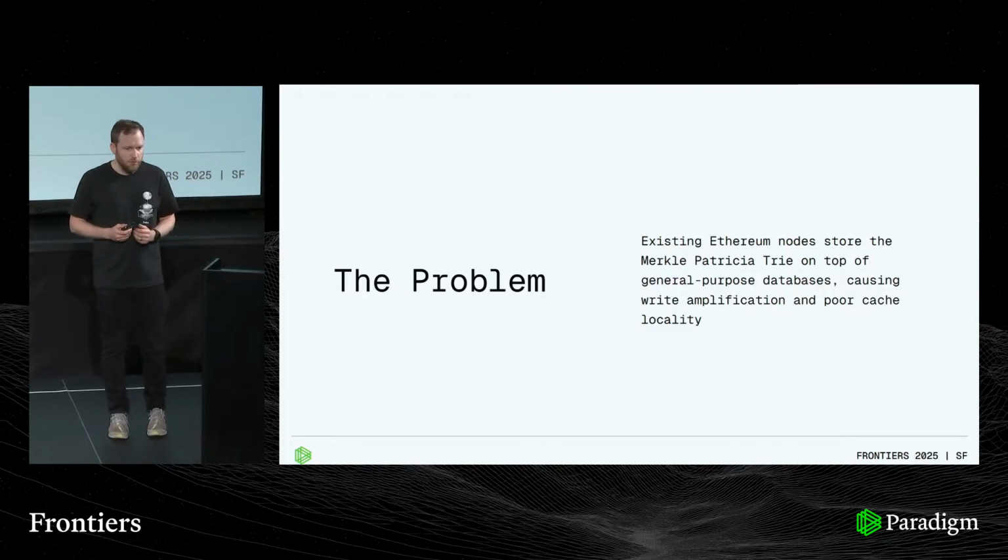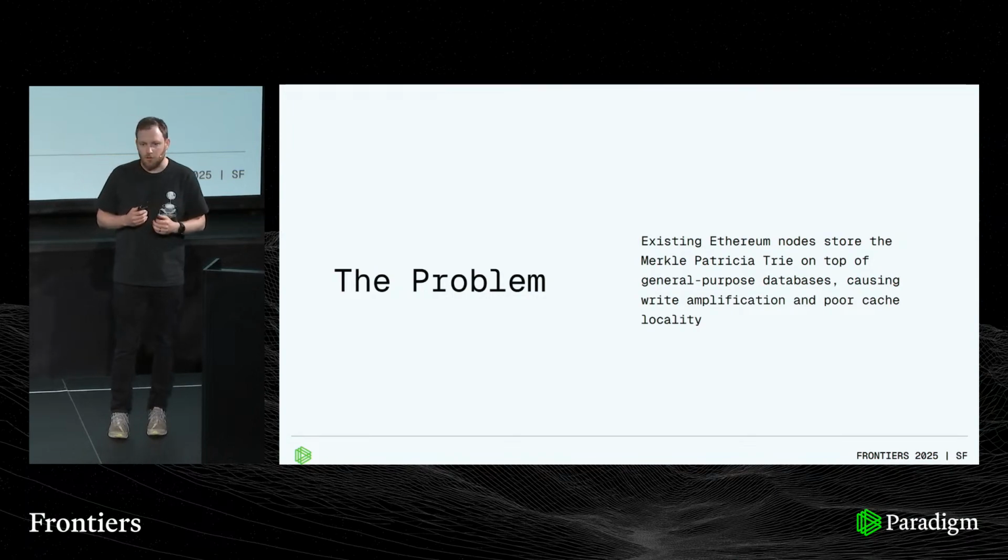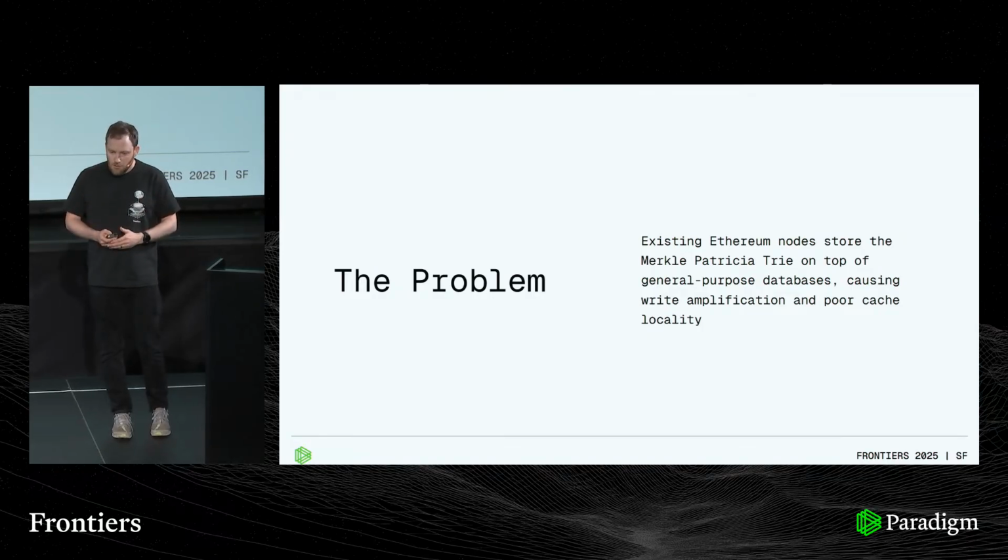Last year I actually gave a talk here where we benchmarked Reth and found that your slowest blocks tend to be the ones that update the most storage or Trie nodes. So this is a real problem for scaling the chain.